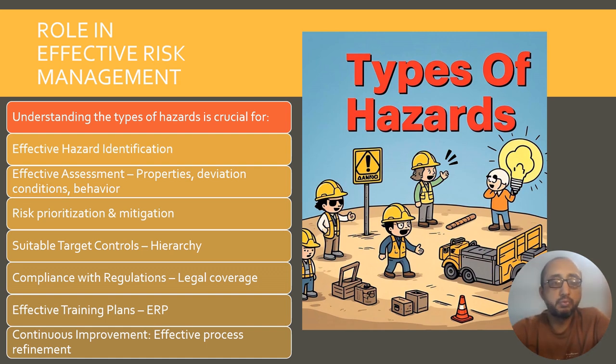Then continuous improvement: they help in the continuous improvement of our system. If we have a good understanding, obviously we can identify all new hazards that may be generated due to the changing circumstances and conditions all the time. And then if we effectively control them, our system will continually improve with the passage of time. So this is the role of a good understanding of types of hazards in effective risk management.